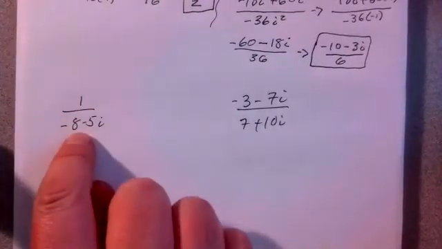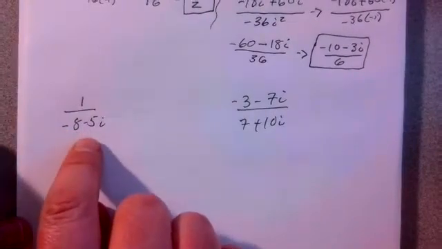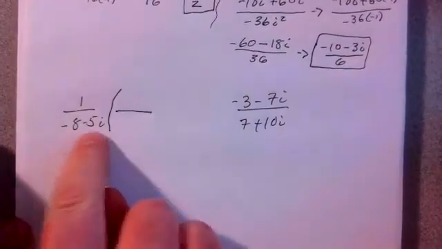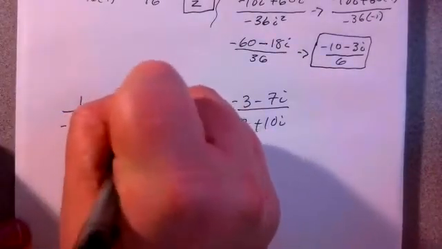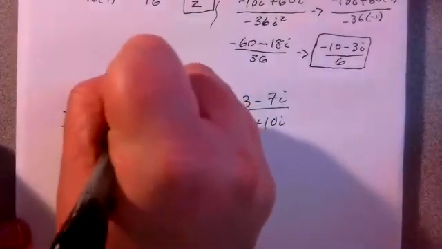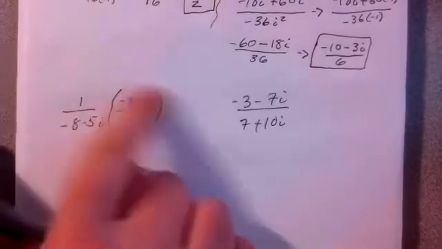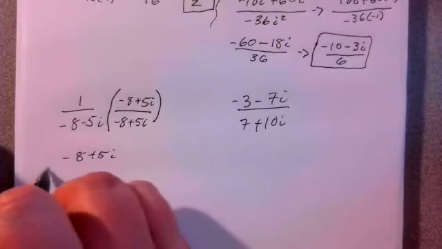Here I have 1 over negative 8 minus 5i. So we want to multiply this by the complex conjugate of the denominator. The complex conjugate of the denominator is going to be negative 8 plus 5i. So negative 8 plus 5i, negative 8 plus 5i. And it's nice with a 1 on top. 1 times anything is itself. So then I get negative 8 plus 5i for the top.